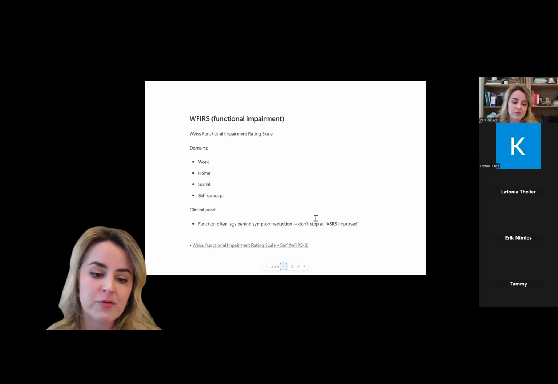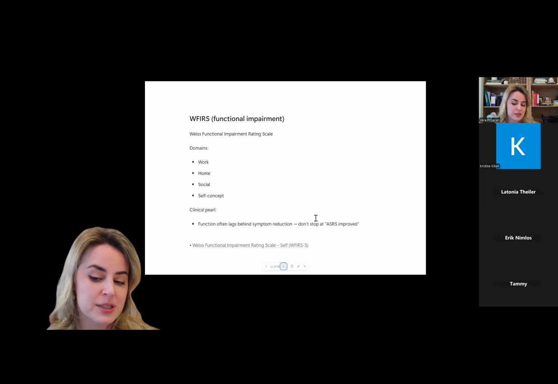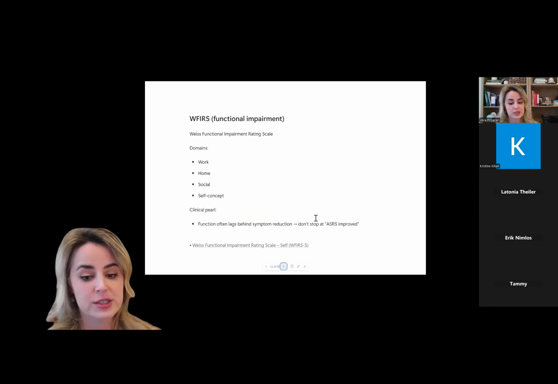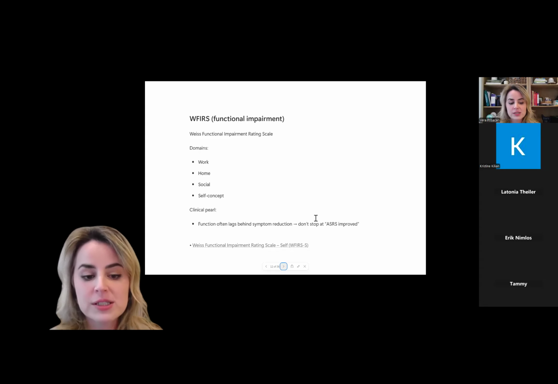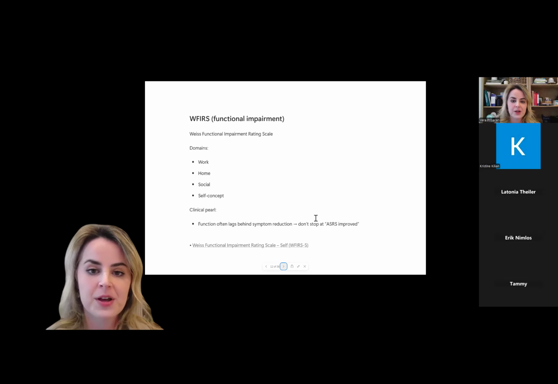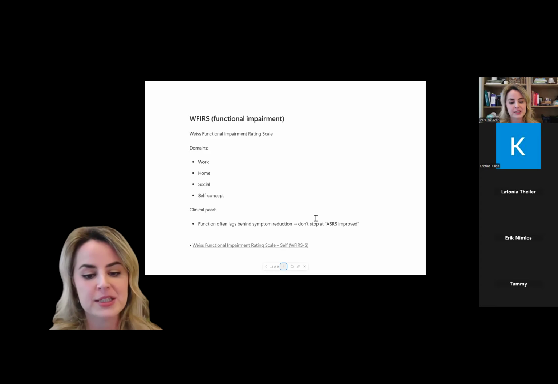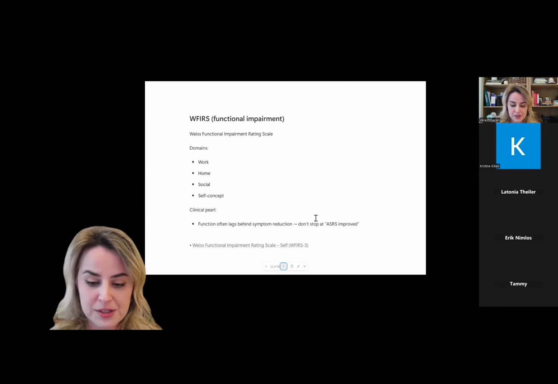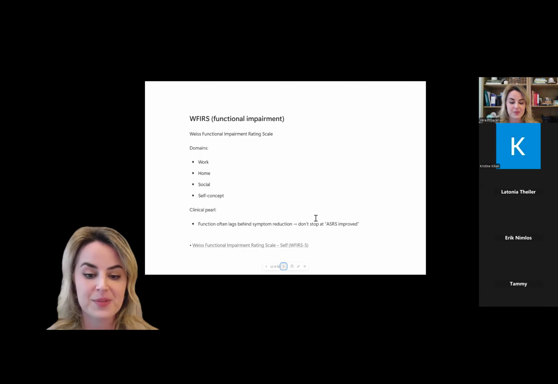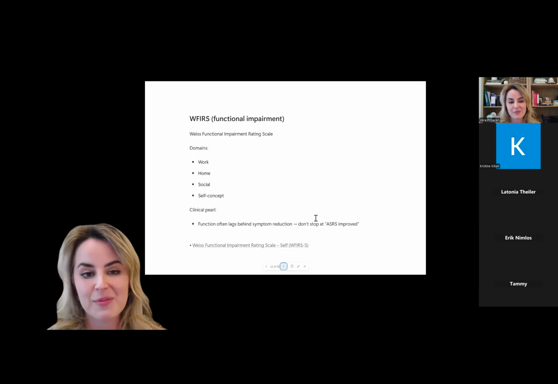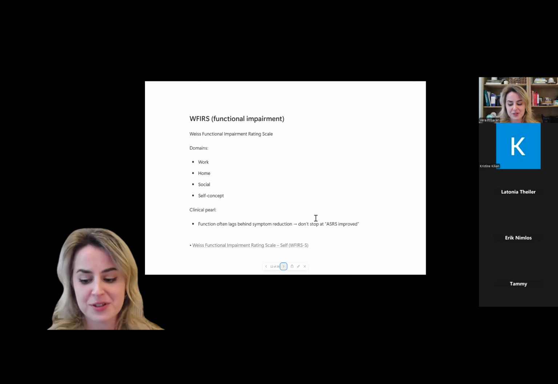So if you are looking for improvement in symptoms, ASRS is going to improve first. But remember that function actually lags a little bit. So keep asking those function questions if you're a provider or if you have ADHD yourself. Keep working at it because function lags behind symptom reduction. I do have a link here for a way to access the WFIRS online for free. And I can also send that out in the email after the presentation.